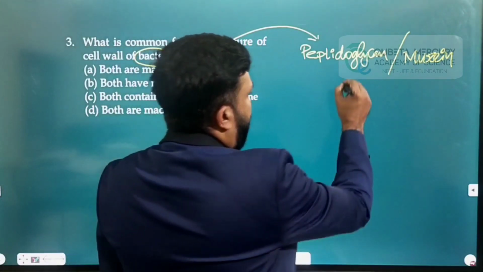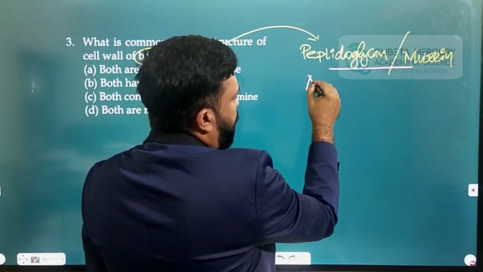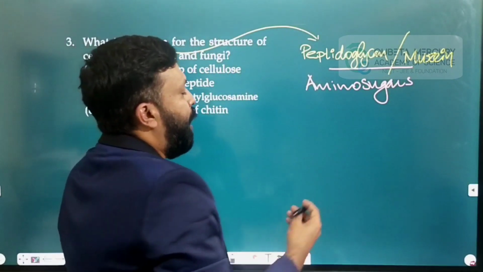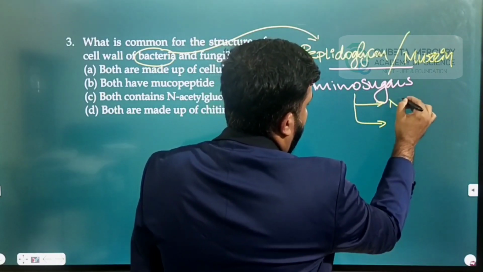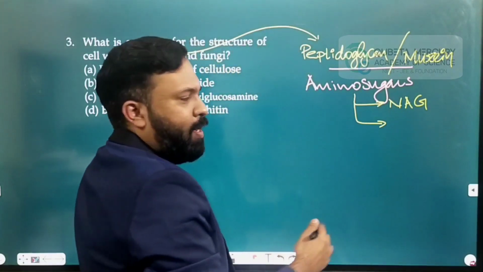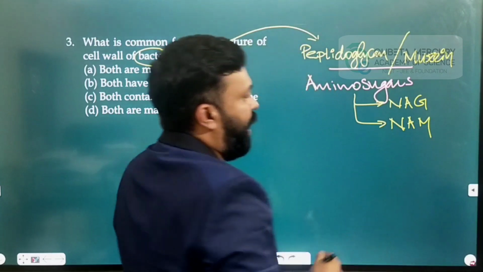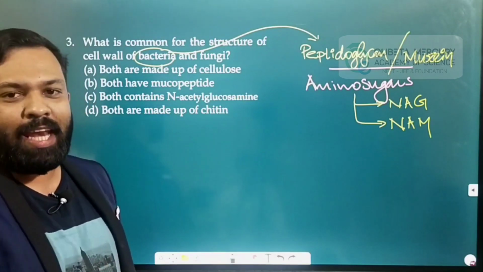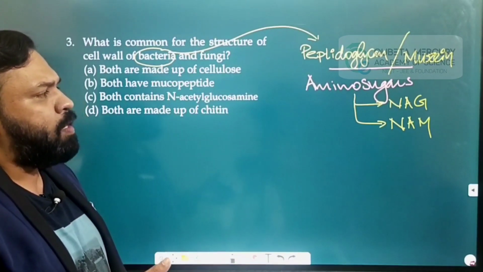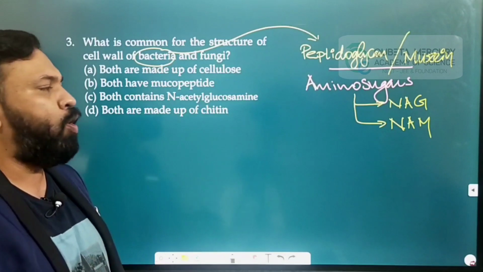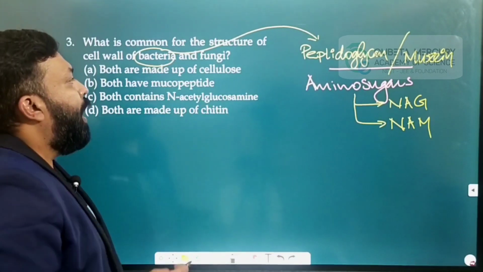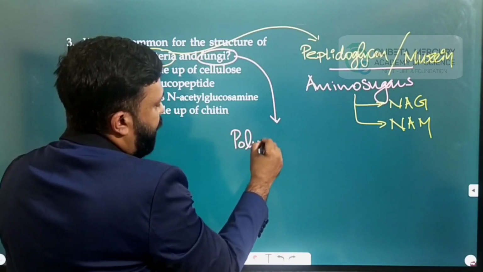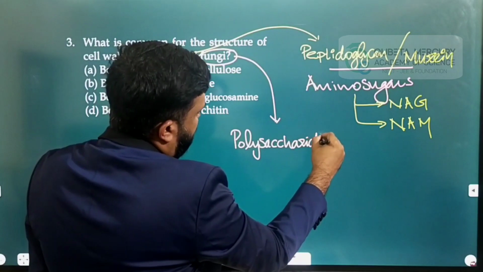That peptidoglycan or murein is made of amino sugars, right? The nitrogen-rich polysaccharides are said to be the amino sugars. The amino sugars are of two types in the bacterial wall. They are N-acetyl glucosamine, the so-called NAG, and N-acetyl muramic acid, the so-called NAM. Together with those amino sugars, normal polysaccharides are also there in the peptidoglycan. And regarding the fungi, the cell wall is made of polysaccharides and chitin.